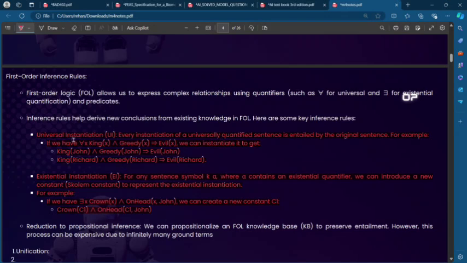Okay, so you have universal instantiation and you have existential instantiation. A very simple thing it is. What it says is, every instantiation of a universally quantified sentence is entailed by the original sentence. Okay, what they're saying.